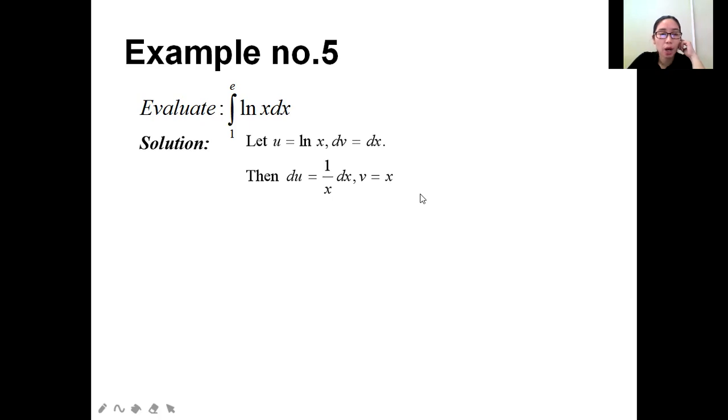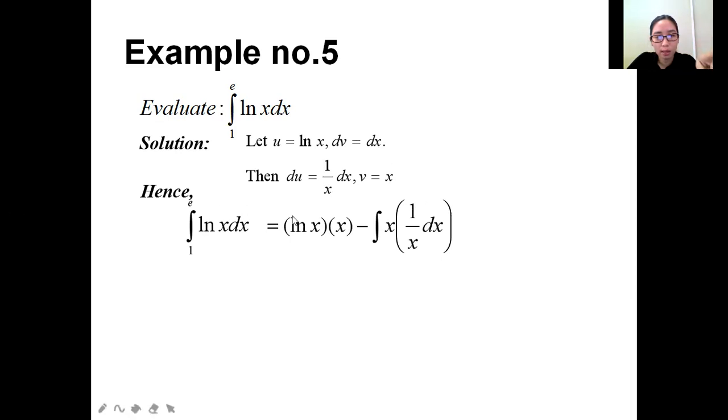So we solve it as the integral of u dv is equal to uv minus the integral of v du. Here u is ln x and v is x, minus v, which is x, times du, which is 1/x dx. So x cancels out, and we have x ln x minus the integral of dx.